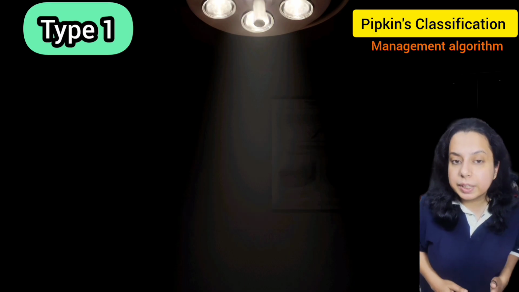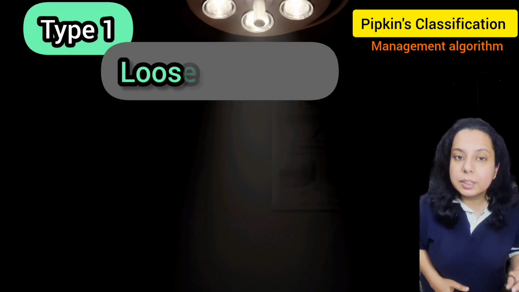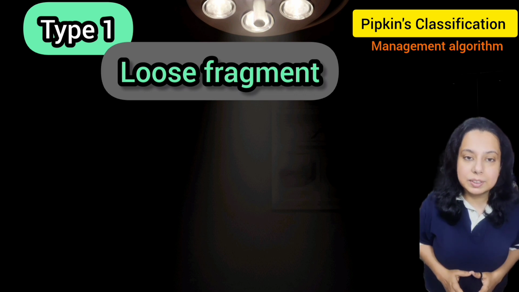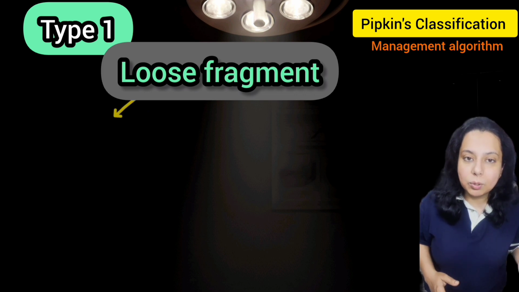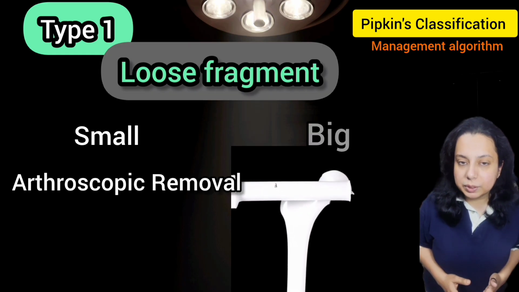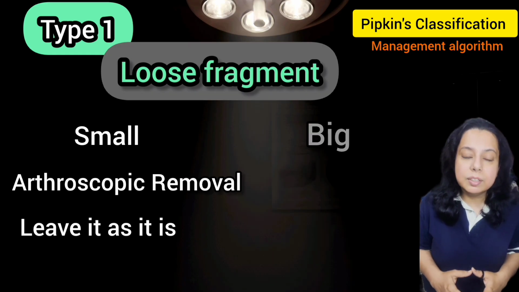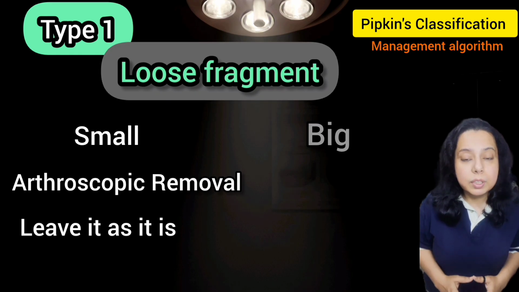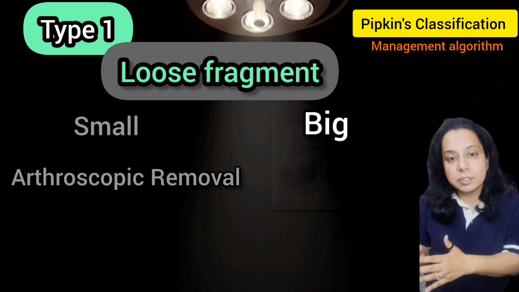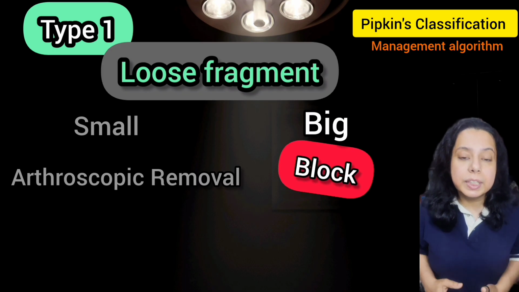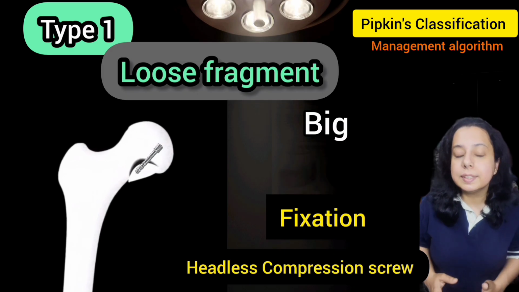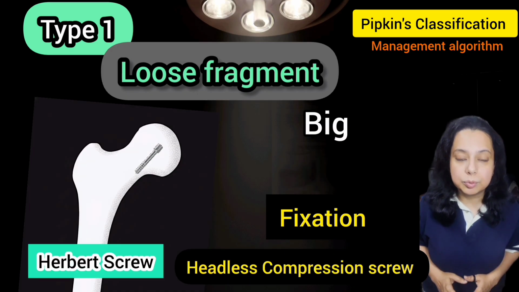In a type 1 fracture, the core problem is the loose fragment. The logic behind management of a type 1 fracture is the fragment will either be small or it will be big. Now, if it is small, you can remove it arthroscopically, or some surgeons prefer to leave the chip as it is. The only drawback is that in the long term, it can damage the joint. If it is a big or a large fragment which is creating a block to movement, you need to fix it with a headless compression screw like the Herbert screw.